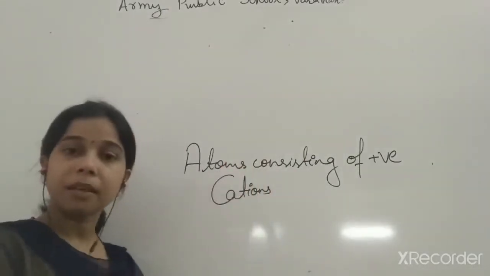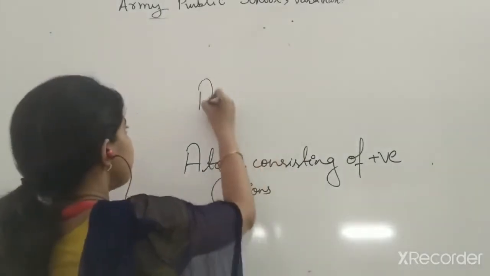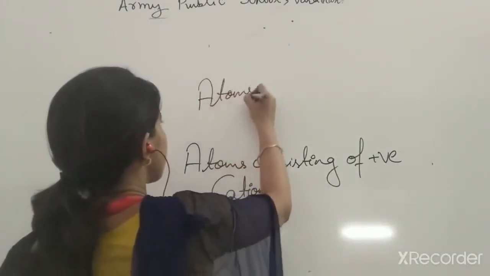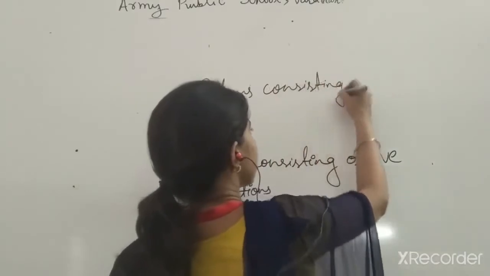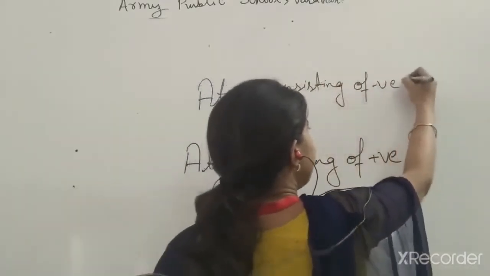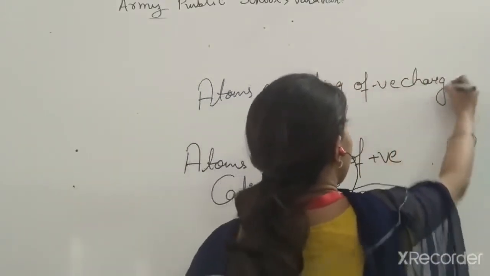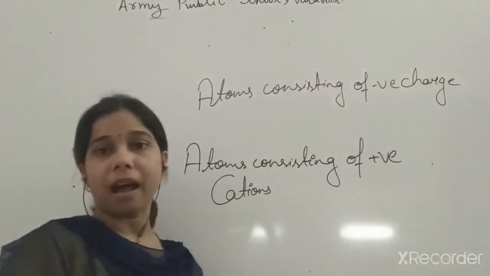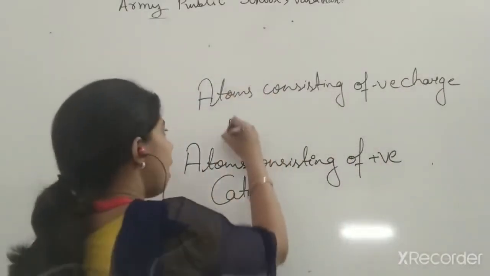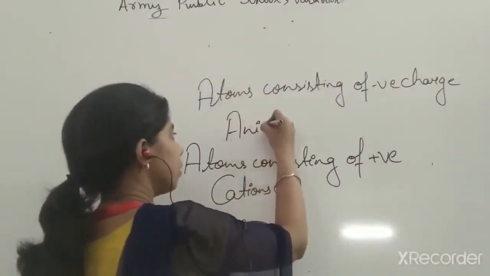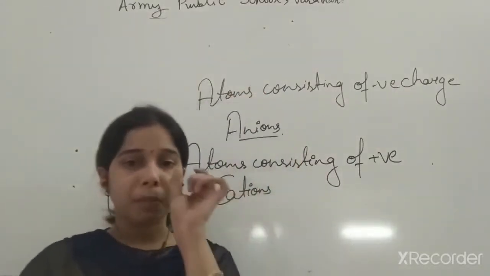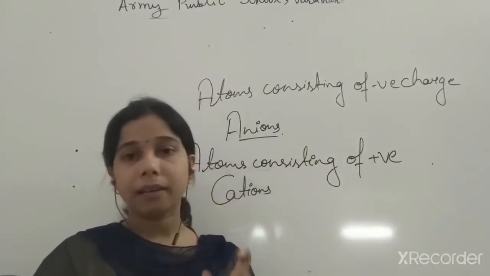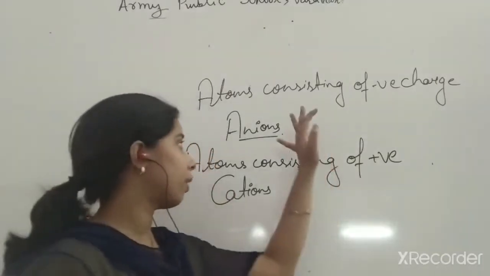Okay. Now the atoms which consist of a negative charge, that kind of atom we call an anion. So cations are the atoms which have the positive charge on them, and the atoms which have the negative charge, we call the anions.